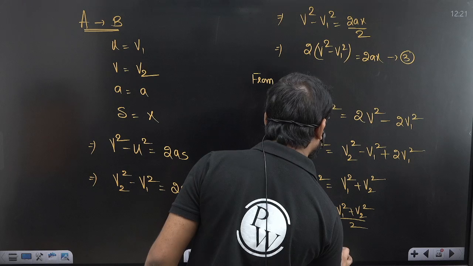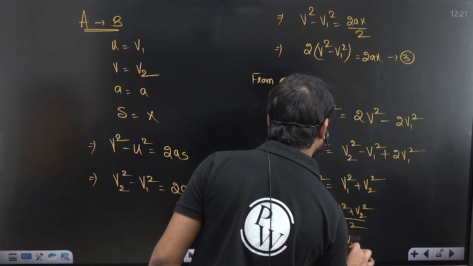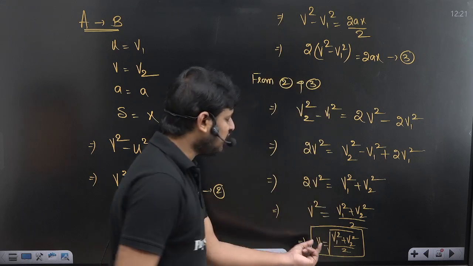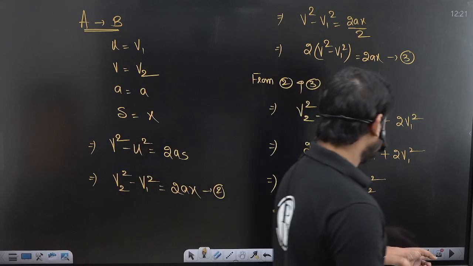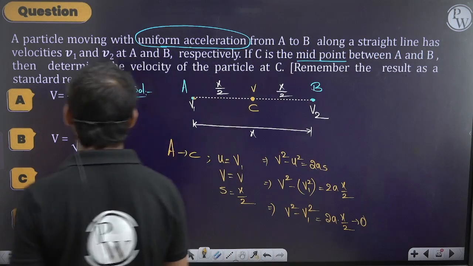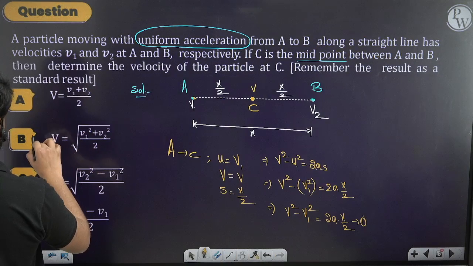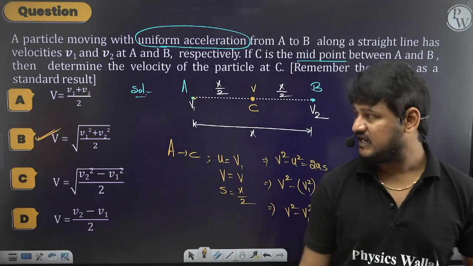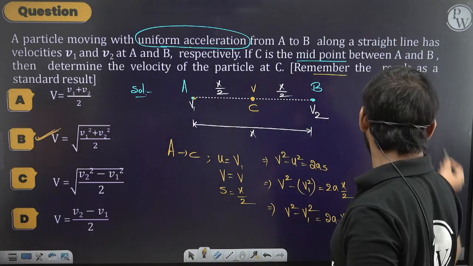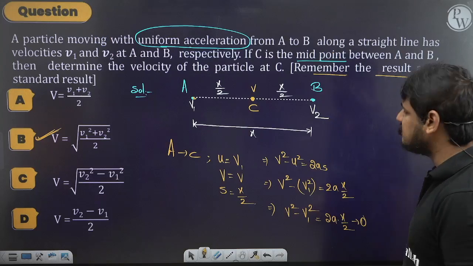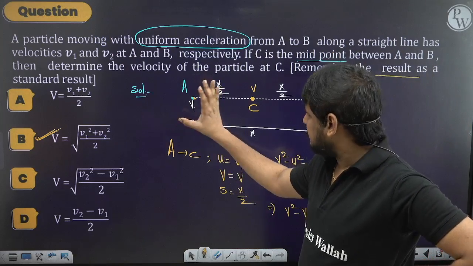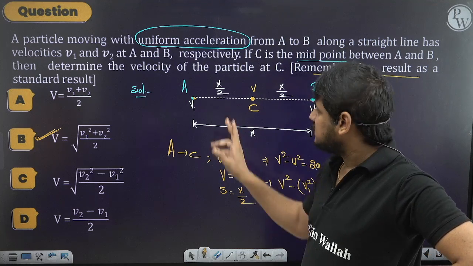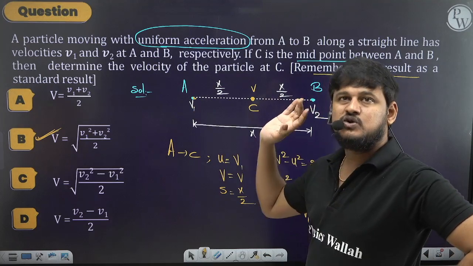So v is equal to the square root of v1 square plus v2 square by 2. This is the velocity at the midpoint. Remember this as a standard result. Whenever they say the velocity at A is something and the velocity at B is something, find the velocity at exactly the midpoint, simply use the square root of v1 square plus v2 square by 2.